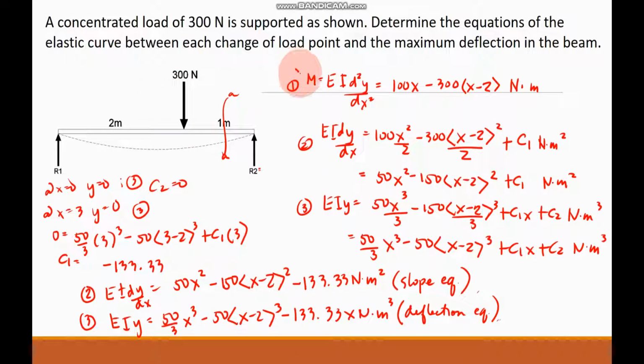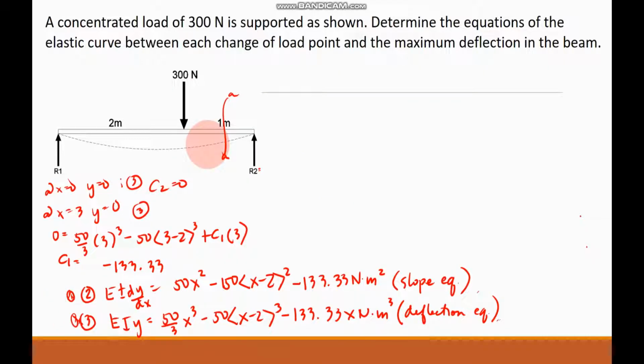So, we have here 1, 2, and 3. Next is to determine the maximum deflection of the beam. So, we assume that the maximum deflection of the beam will occur between these points.